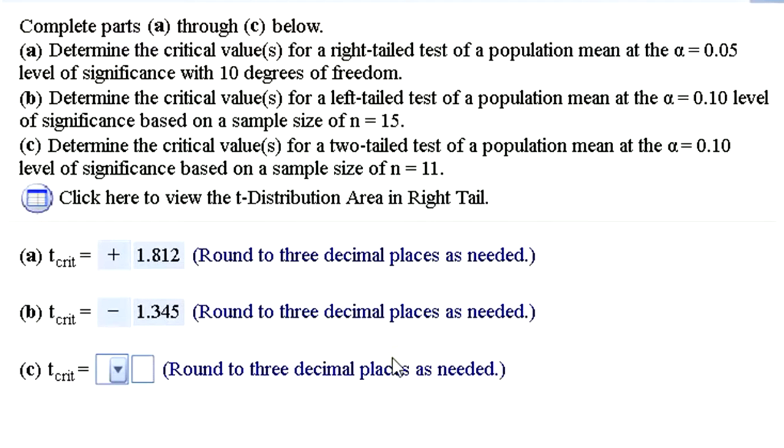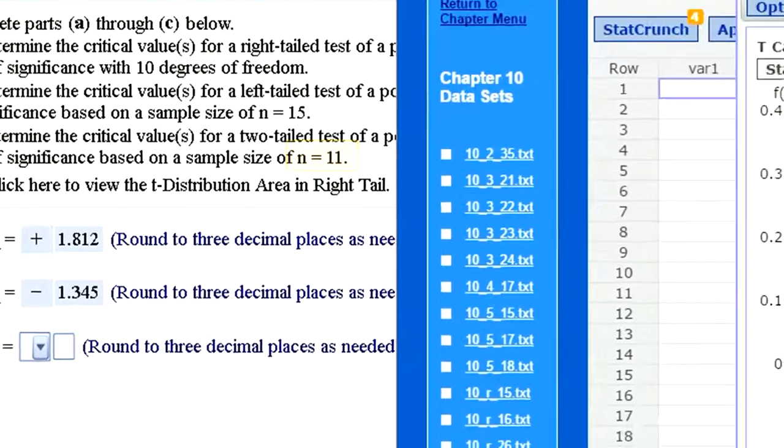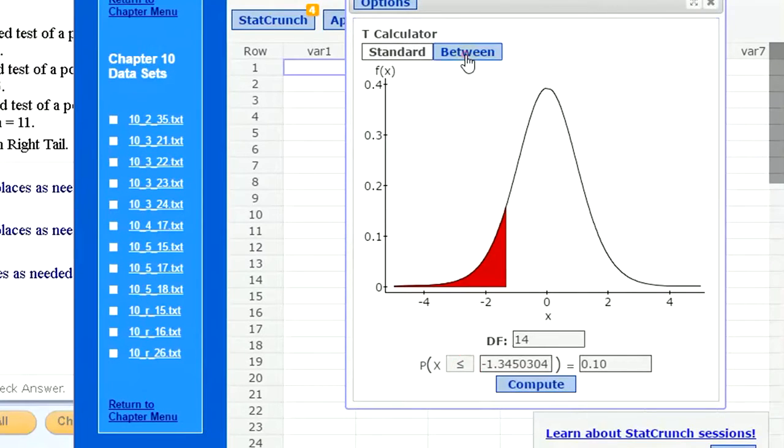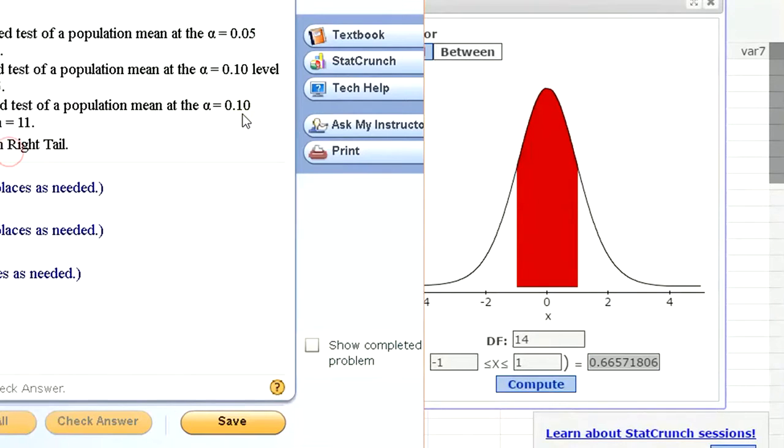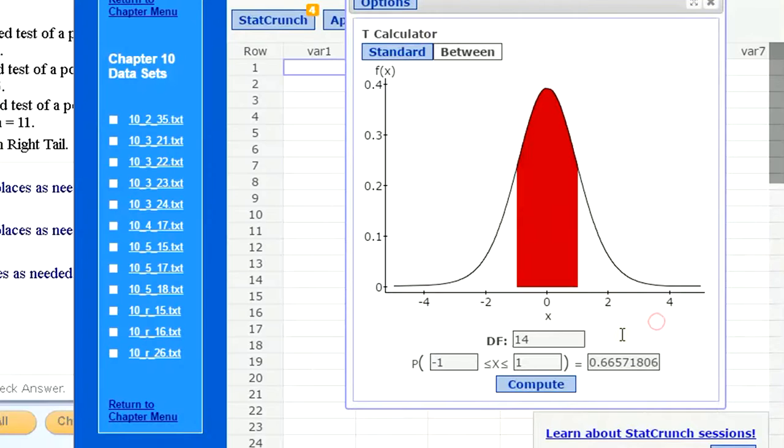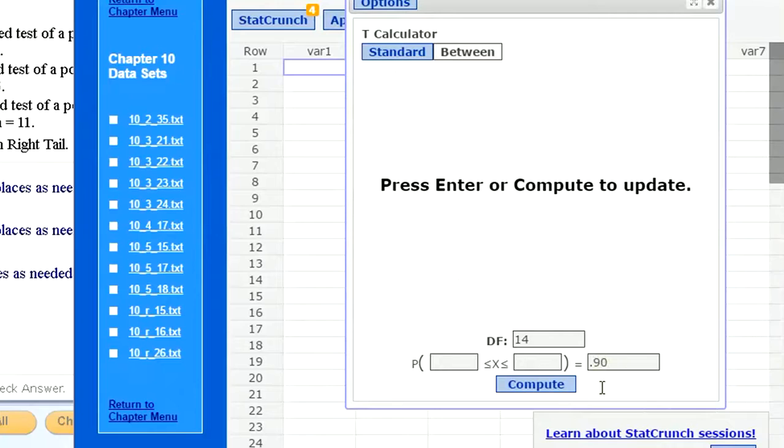And here now I've got a two-tailed test with alpha at 0.10, and with a sample size of 11. So let's get it all in. So we've got two-tailed. For two-tailed, I have to go to the between calculator. I now want the probability out in the tails to be 0.10. The only way to get that with the t calculator is to use the complementary probability. That means I want 0.90 in between. And my sample size of 11 tells me the degrees of freedom is going to be 10.